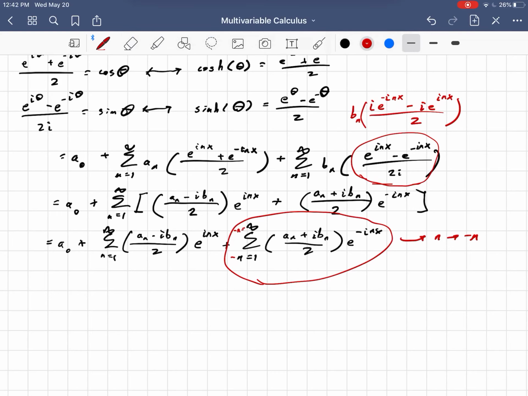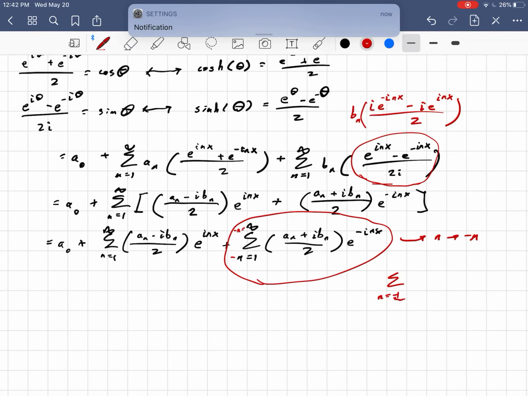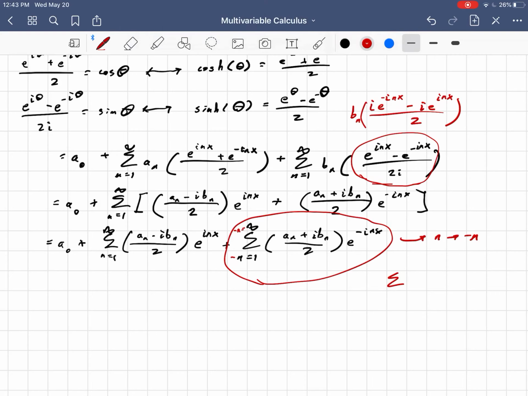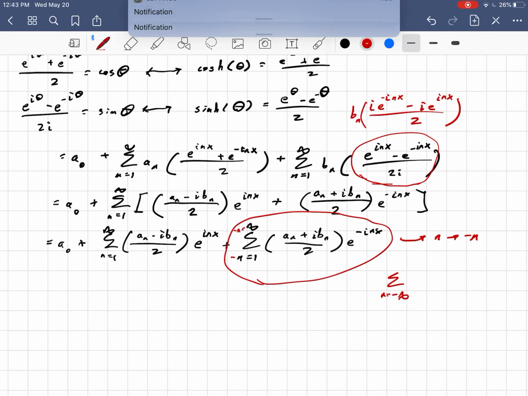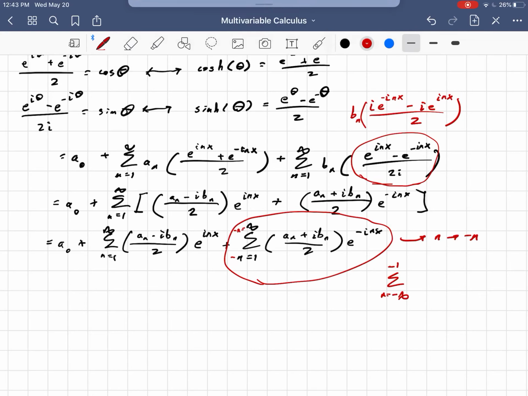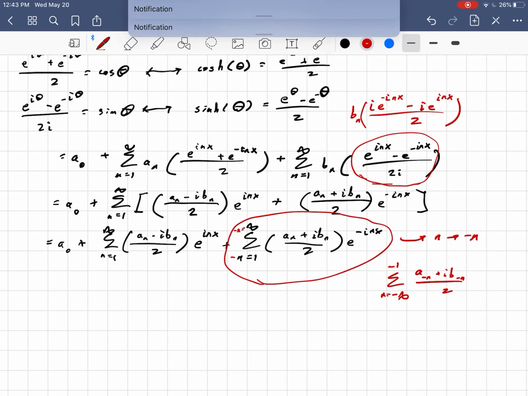So what that really becomes is that we have the sum from n equals negative 1. Okay, well, let me write it like this. See, we have negative n equals infinity. In other words, n equals negative infinity. So our lower bound is n equals negative infinity. And then our upper bound is negative n equals 1, or in other words, n equals negative 1. So we have the sum from negative infinity to negative 1 of a sub negative n plus i b sub negative n all over 2.